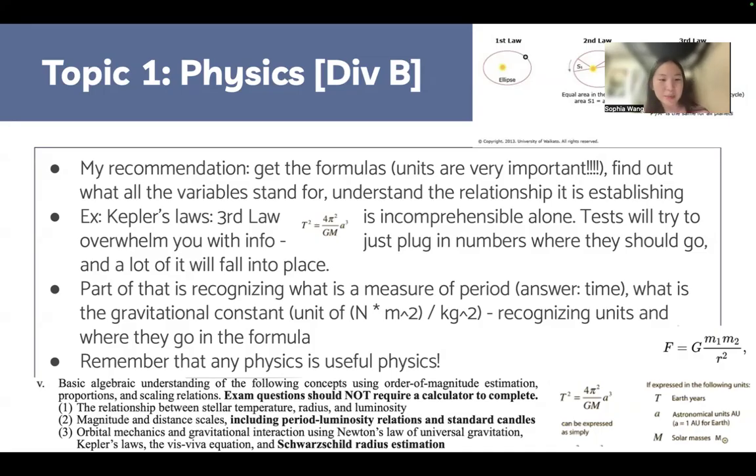For example, Kepler's third law is T squared equals 4 pi squared over GM times a to the third, which looks absolutely incomprehensible, and if you just have this and you're on a test and you're expected to answer questions about Kepler's third law, you're going to be really lost. So for this one specifically, the main relationship it's establishing here is that T squared, where T is period, and a cubed are related, like directly related.